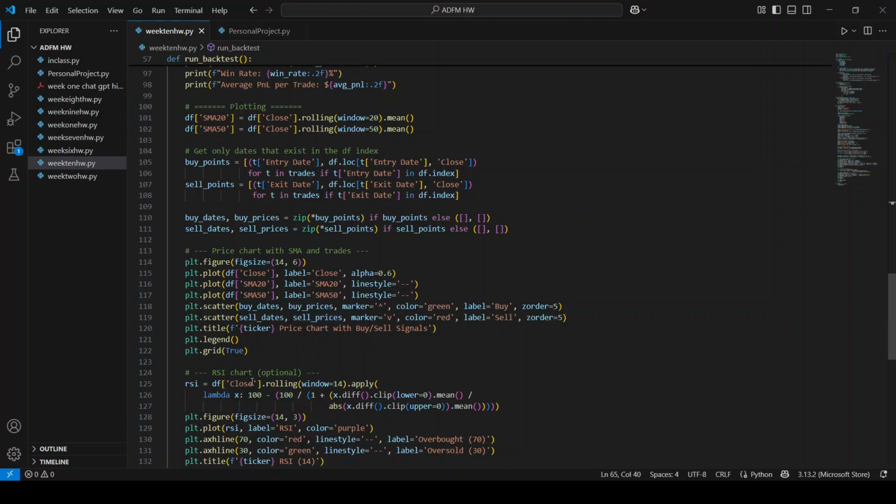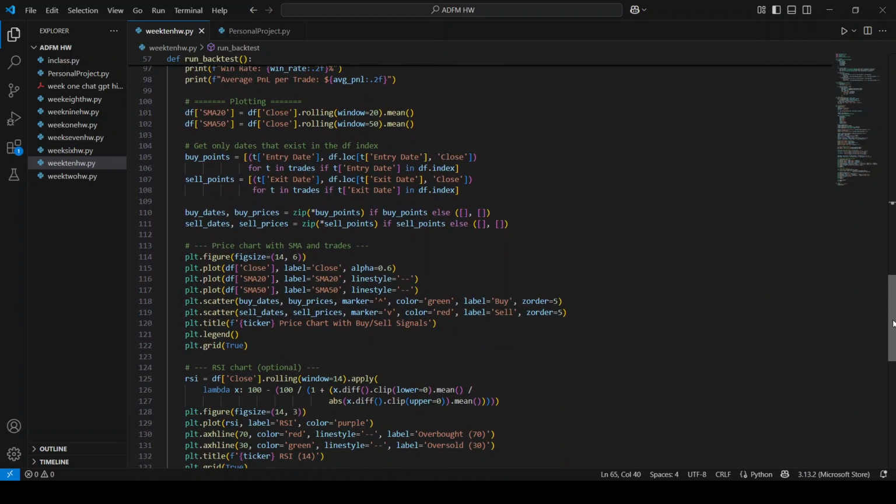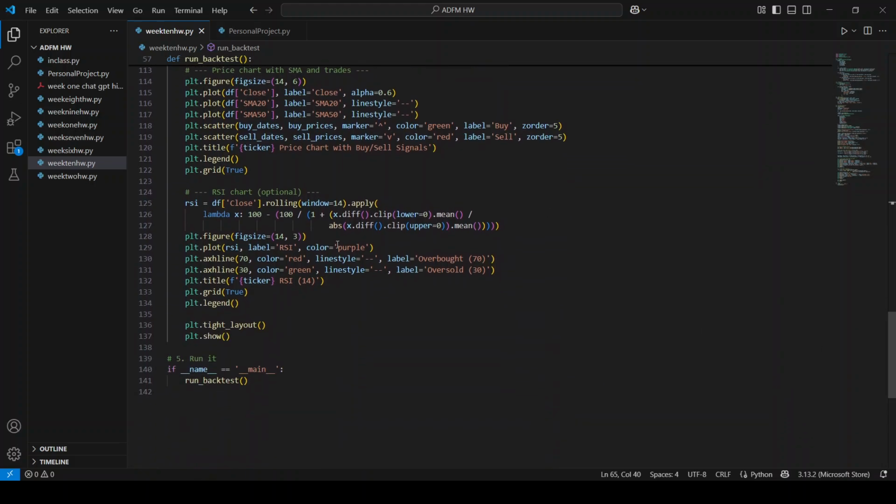And then line 140, here we'll plot our figures, RSI labels, and the lines for the RSI, overbought at 70 and oversold at 30. We'll add the grid and the title, and this will run it. And right here, the if __name__ will run everything in our script. Let's see.